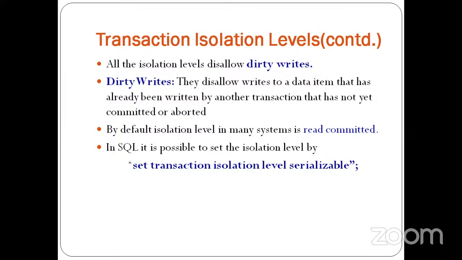So here, dirty writes. We have seen the shadow copies scheme, now dirty writes. All the isolation levels will disallow dirty writes. What is meant by dirty writes? It disallows the write of a data item that has already been written by another transaction that has not yet committed or aborted.